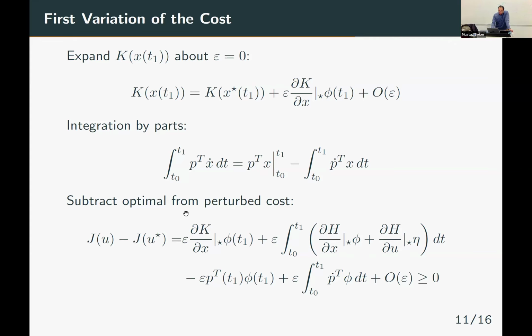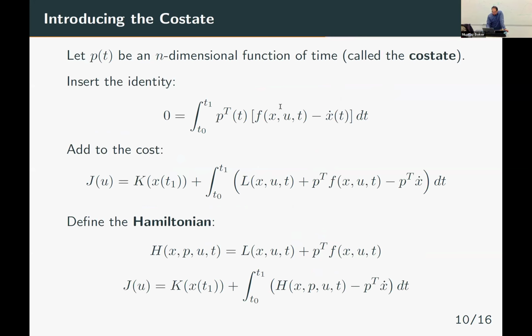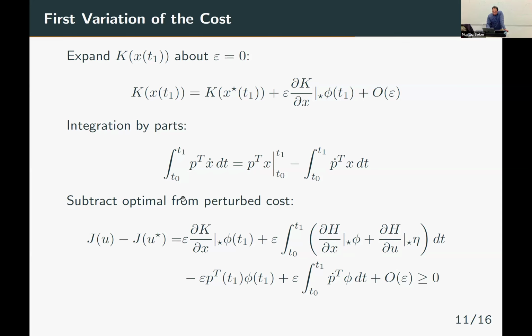But basically what we are going to do is subtract the optimal from the perturbed cost, right? I skipped the derivation of the perturbed cost, the final derivation. But basically, if you take J(u) minus J(u star), take it from me for now. Just trust me when I say that this is what you will get, okay?